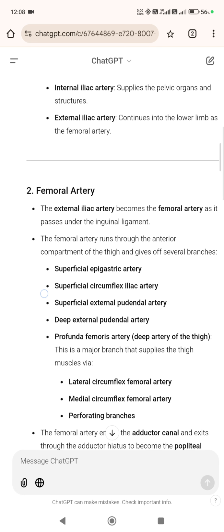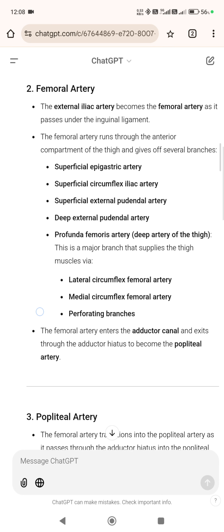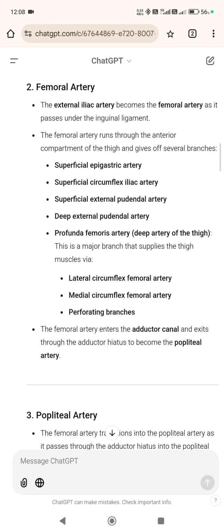2. Femoral artery. The external iliac artery becomes the femoral artery as it passes under the inguinal ligament. The femoral artery runs through the anterior compartment of the thigh and gives off several branches: superficial epigastric artery, superficial circumflex iliac artery, superficial external pudendal artery, deep external pudendal artery, and profunda femoris artery, the deep artery of the thigh.